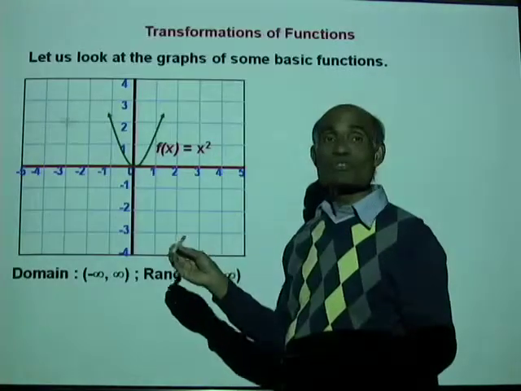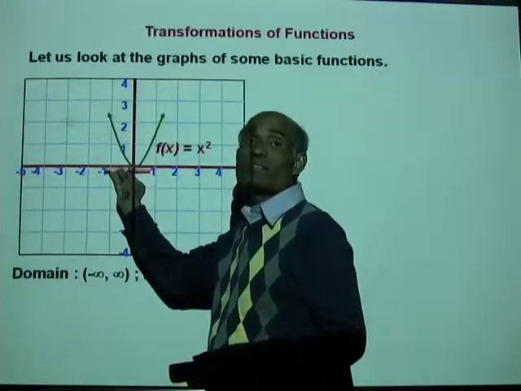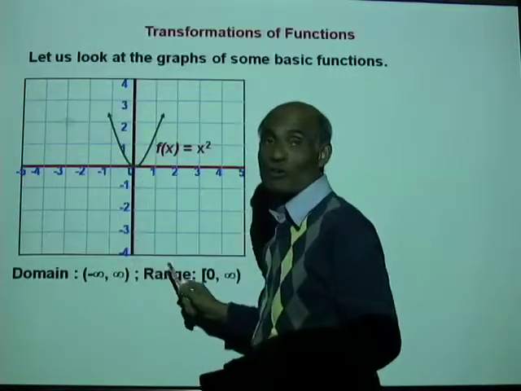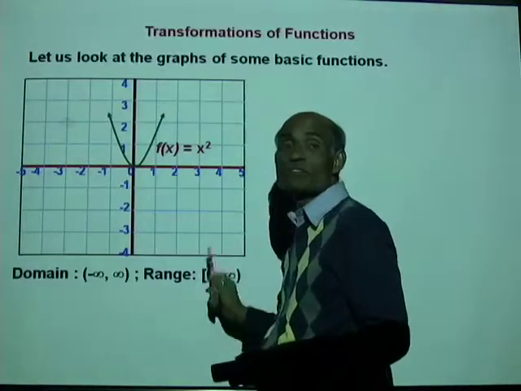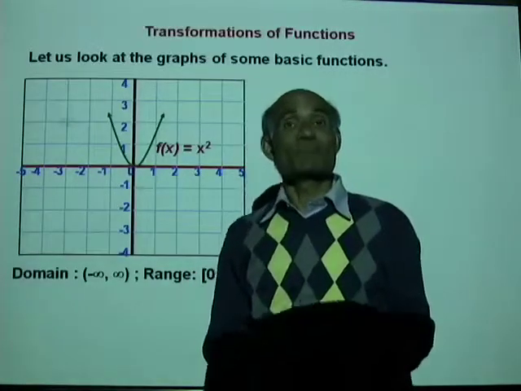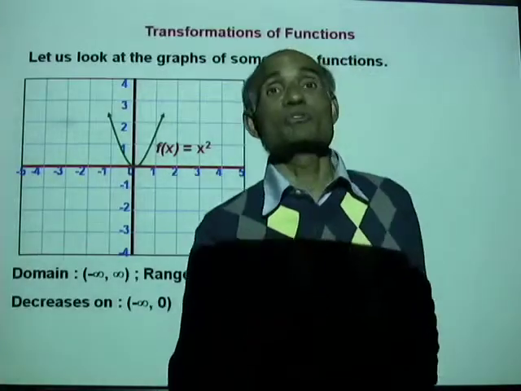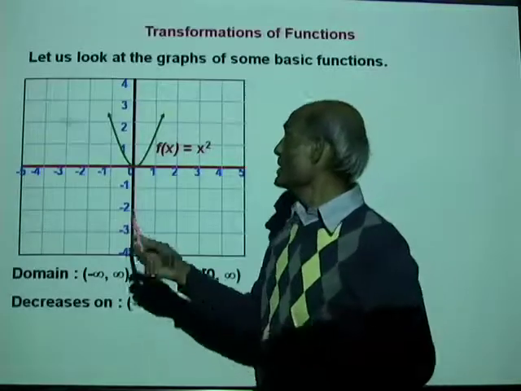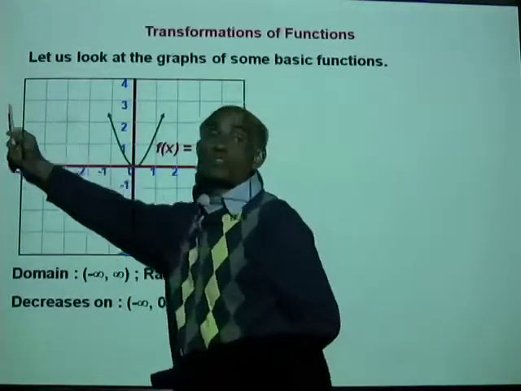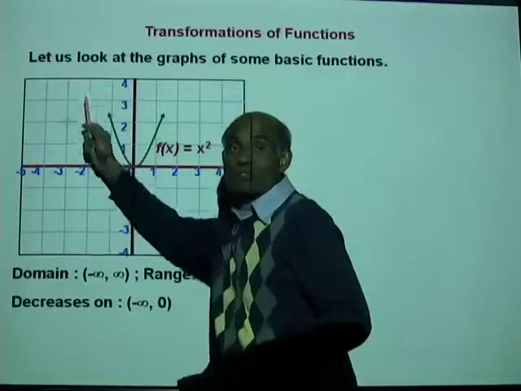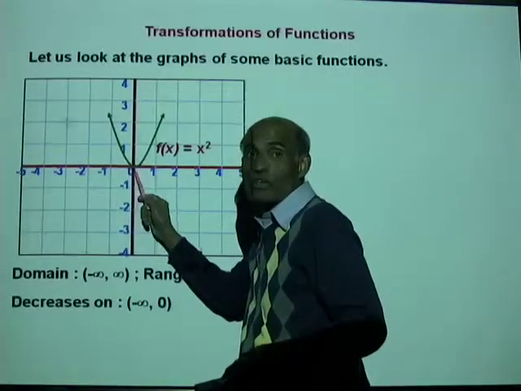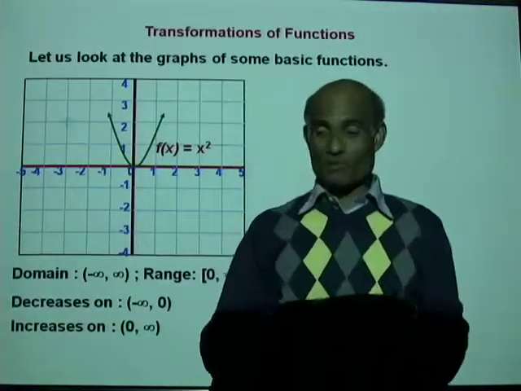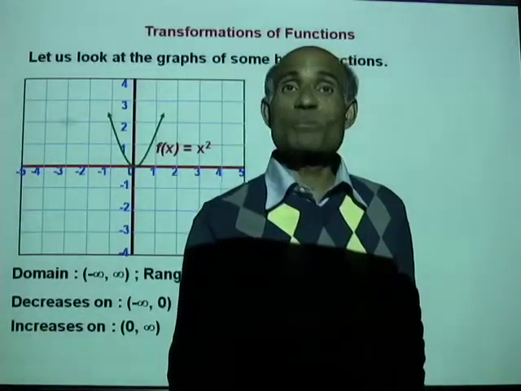And how about the range? The range can only contain values that are greater than 0. And therefore, the range is 0 to infinity, 0 included. And how about the behavior of the function? We talked about that some time ago. The function decreases from negative infinity to 0. There you are. And it increases from 0 to infinity. Well, these are some of the behaviors that we talked about already.